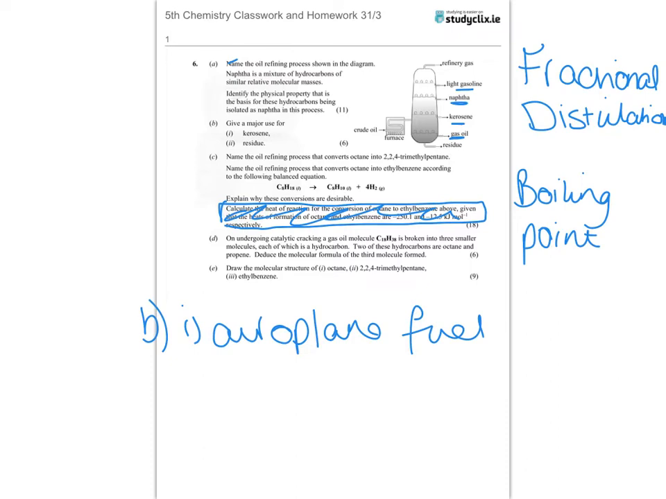And then the major use of residue. Now, we wouldn't have called this residue. We probably would have called it bitumen, the last fraction of this. But because it's the last fraction, we still know that it's all related. And the last fraction in this we would use for waterproofing things, or tar, covering road surfacing.